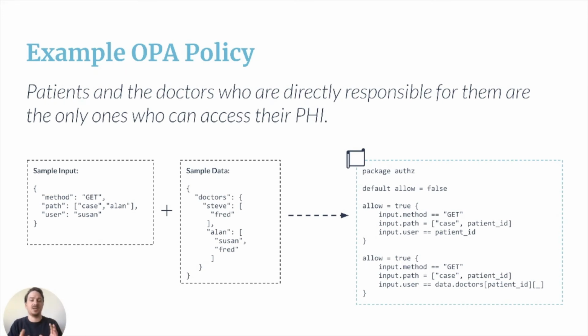Again, like this information, the input information on the left-hand side doesn't have to be directly written like this. It could come through in different forms. For example, the user could be coming from a JWT or something like that.